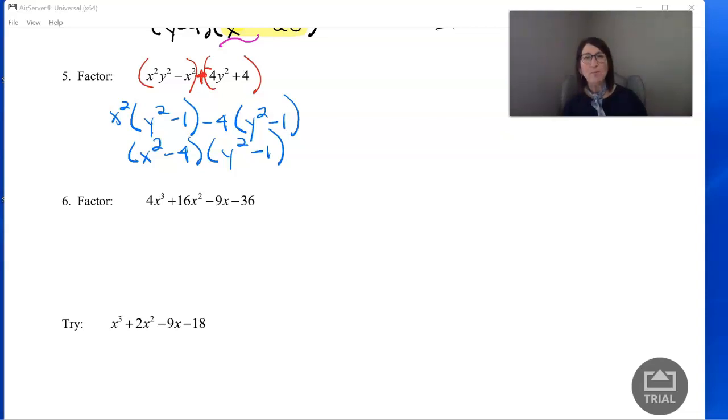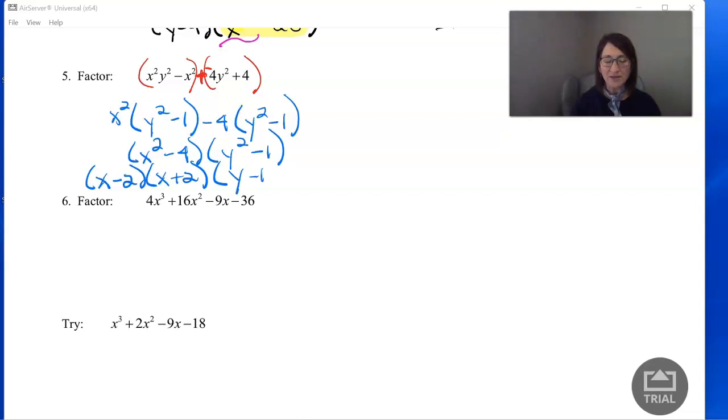Whoa. Both of those binomials are differences of 2 squares, and they can both be factored a little bit more. So for the first one, it'll be x minus 2, x plus 2. For the second one, it's y minus 1, y plus 1. There we go. Now it's fully factored. All right, let's try this next one.